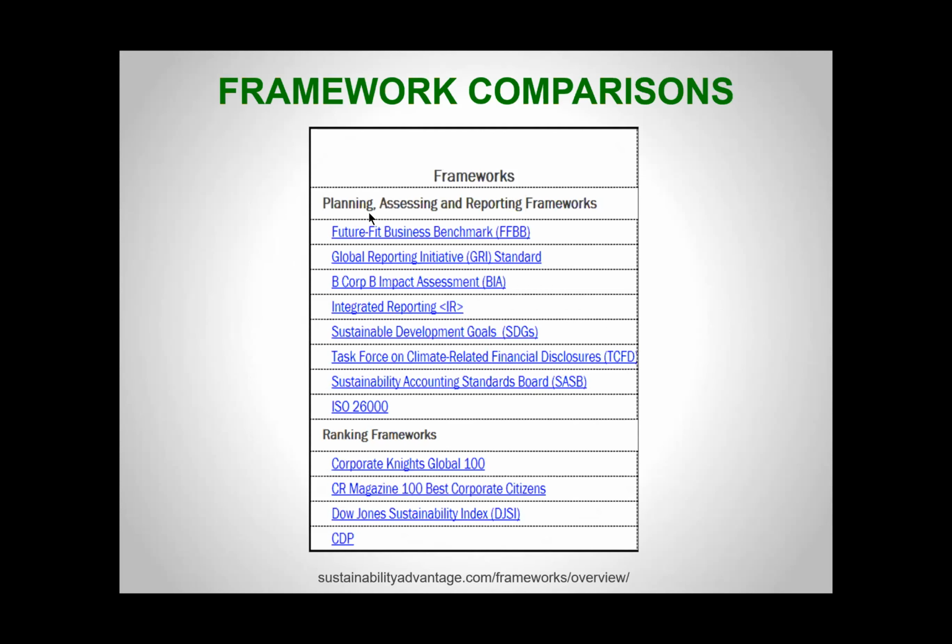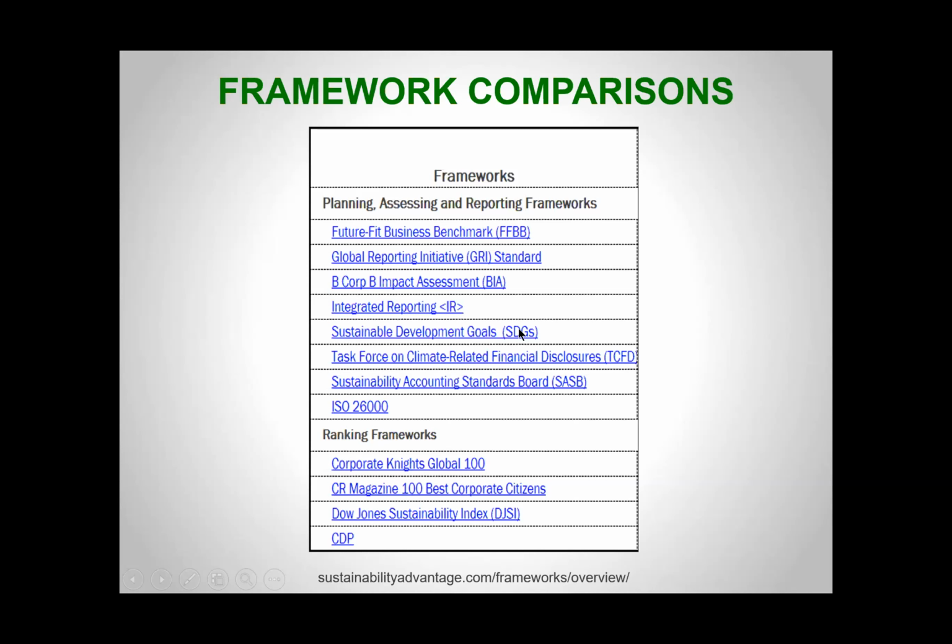There's the Future Fit Business Benchmark, which I helped put together, which is the only science-based benchmark for how companies should be performing on all of these things. The Global Reporting Initiative, which is the de facto standard for what companies pay attention to and what they report on publicly. The B Corp lens on all of this stuff.